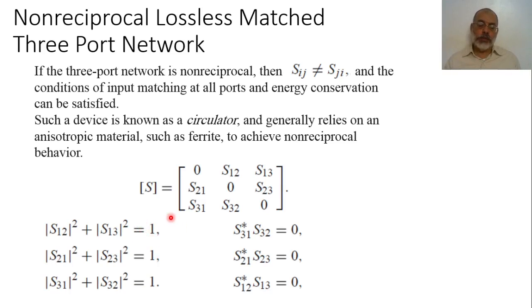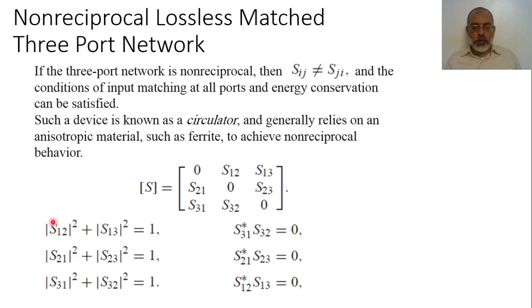This actually means that the power going from port 1 to port 2 plus the power going from port 1 to port 3 should equal the total power going from port 1. And in a similar way, S21 squared plus S23 squared equals 1. Finally, the magnitude of S31 squared plus the magnitude of S32 squared equals 1.